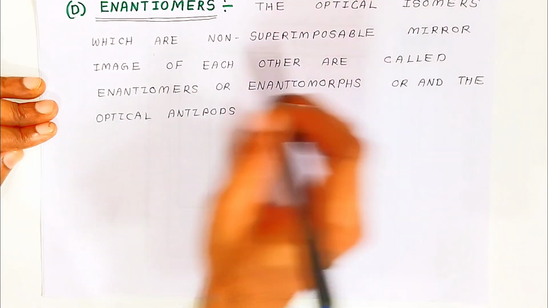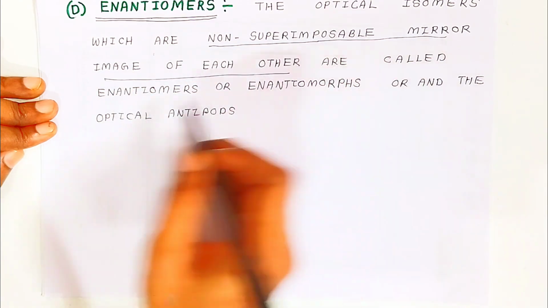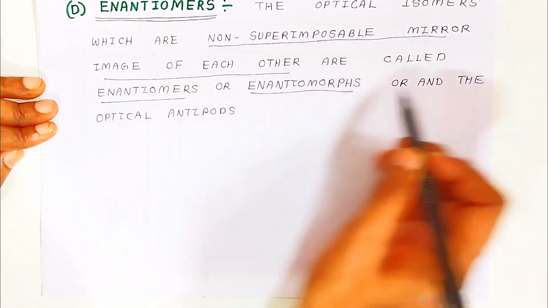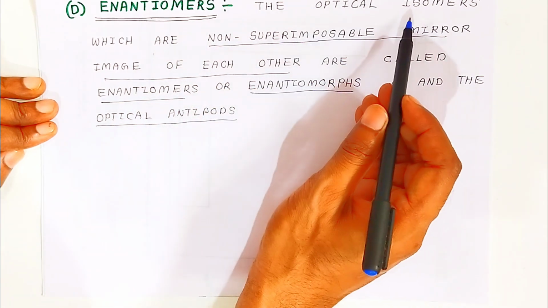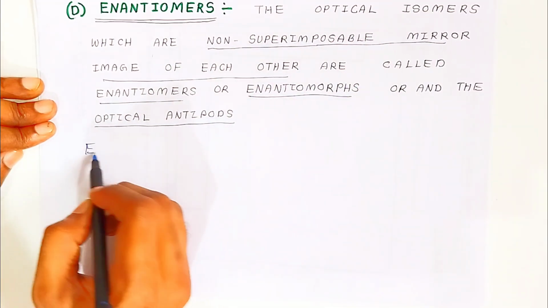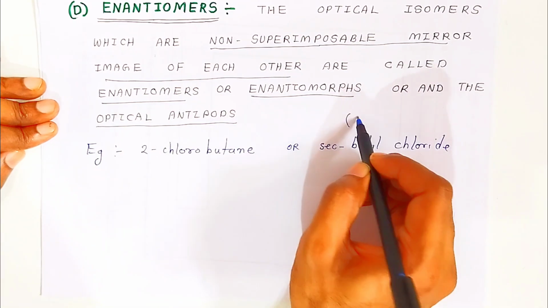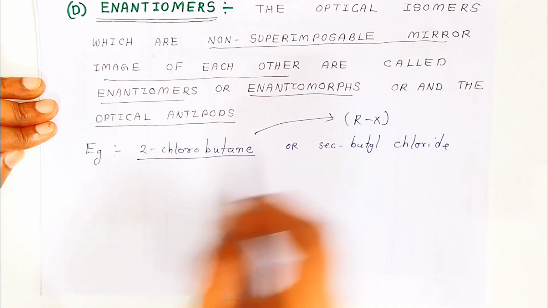Optical isomers which are non-superimposable mirror images of each other are called enantiomers, enantiomorphs, and you can also say optical antipodes. Understanding, students? The optical isomers which are non-superimposable mirror images of each other. Example, students, I have already explained: this is the alkyl halide. 2-chlorobutane is a type of alkyl halide.